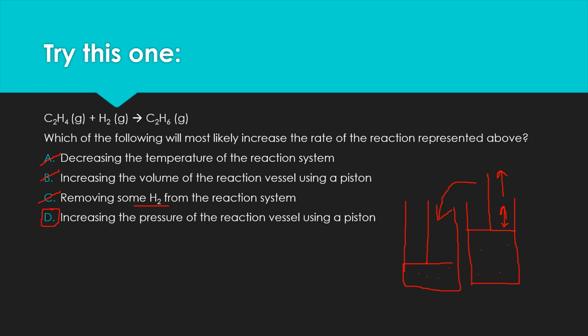So with all of these types of changes you can make on a reaction, go back in your brain as you think about them to the collision. Is there going to be more or less? And that can help you decide if it's going to speed up or slow down your reaction. It's a really fundamental way of thinking of these.